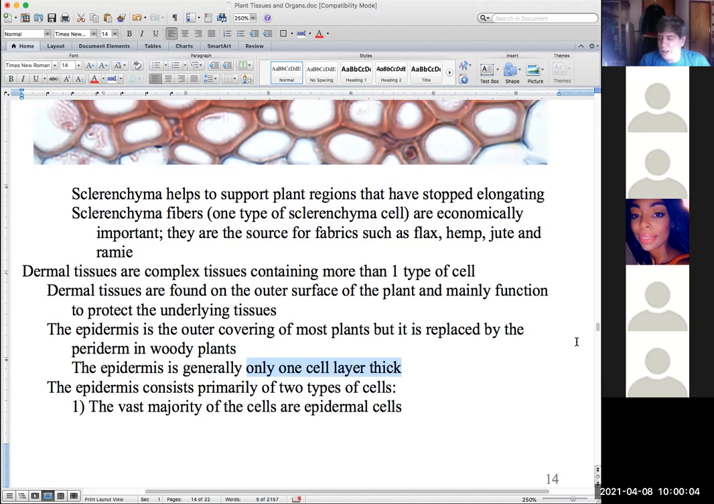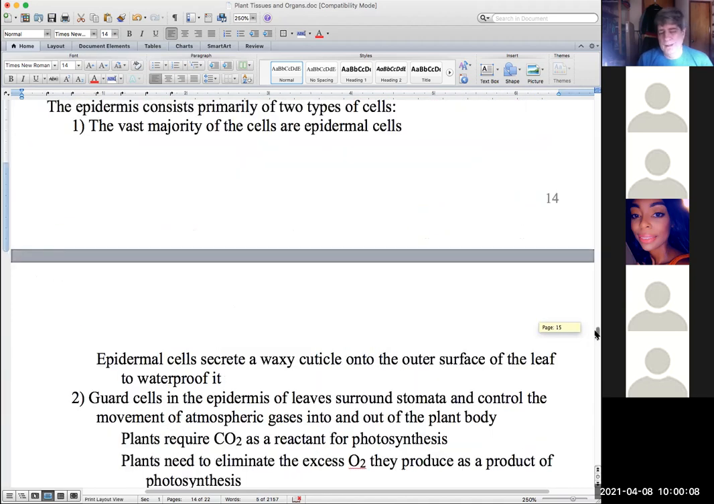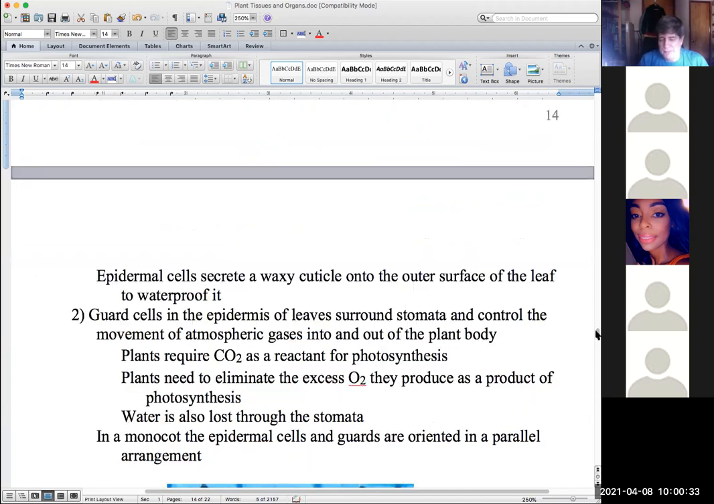And there are mostly 2 types of cells in the epidermis. Almost everything is in epidermal cells. And epidermal cells secrete a waxy cuticle onto the outer surface of the leaf. You could think of this cuticle as being like our sweat. And because it's waxy, this means it's a lipid-like material, which means it doesn't mix with water. So this is to waterproof the leaf or the other part of the plant, wherever it's secreting the cuticle.